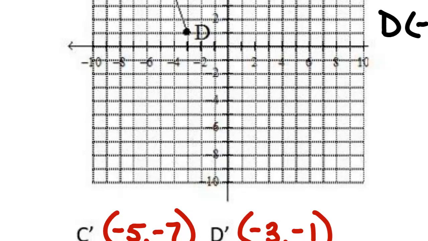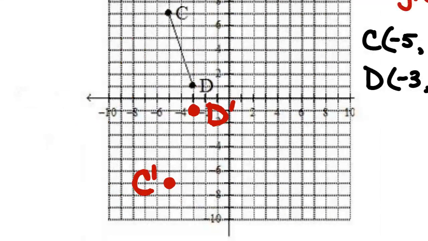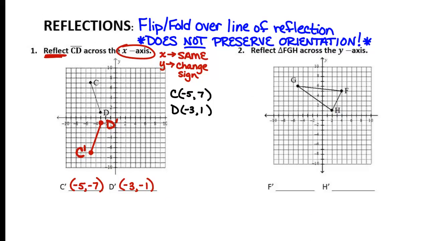So -5, -7, C prime would be down here. And -3, -1, D prime would be right here. And then I'd grab my straight edge and connect those 2 points. It should look like if I were to take a piece of tracing paper and lay it over this and copy this onto my tracing paper, if I folded it right on the x-axis, D would land on top of D prime and C would land on top of C prime.